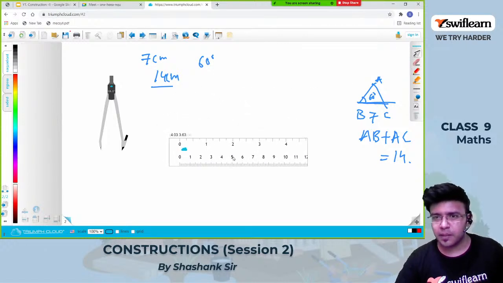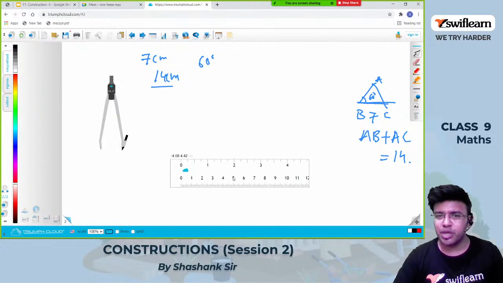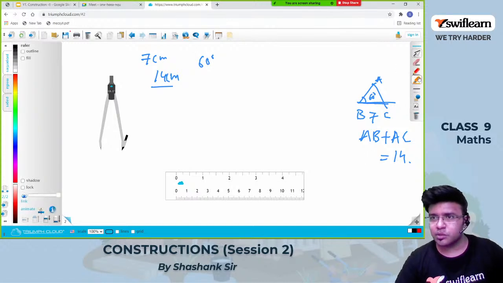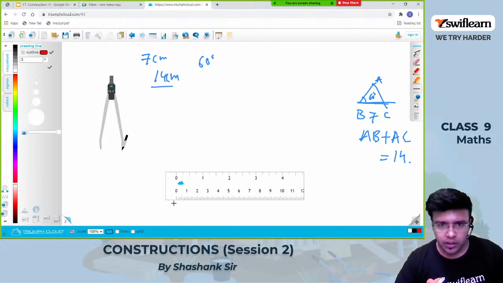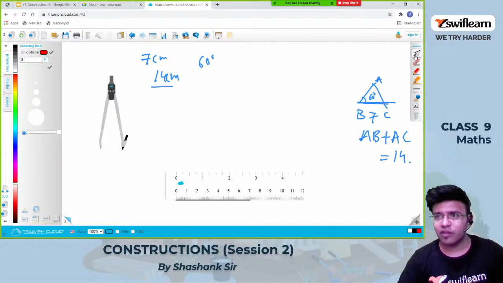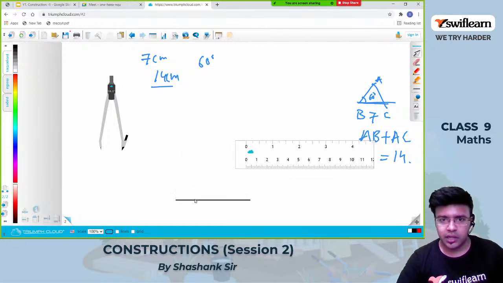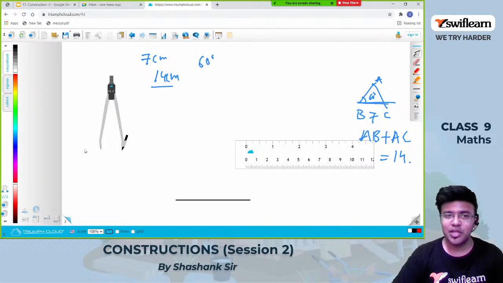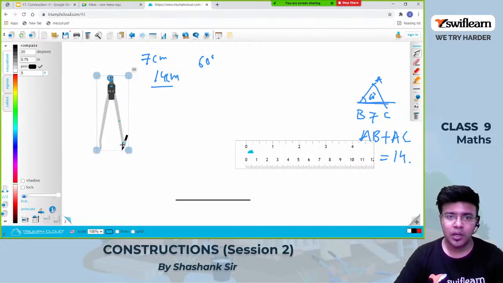The first step is draw the base BC equal to 7 centimeter. So I'm drawing this base BC equal to 7 centimeter. देखो यहाँ पे. I have drawn this, and let me lock this, otherwise it will move. Next I need to draw angle B as 60 degrees. We have learned this in the past class, how to draw a 60-degree angle.